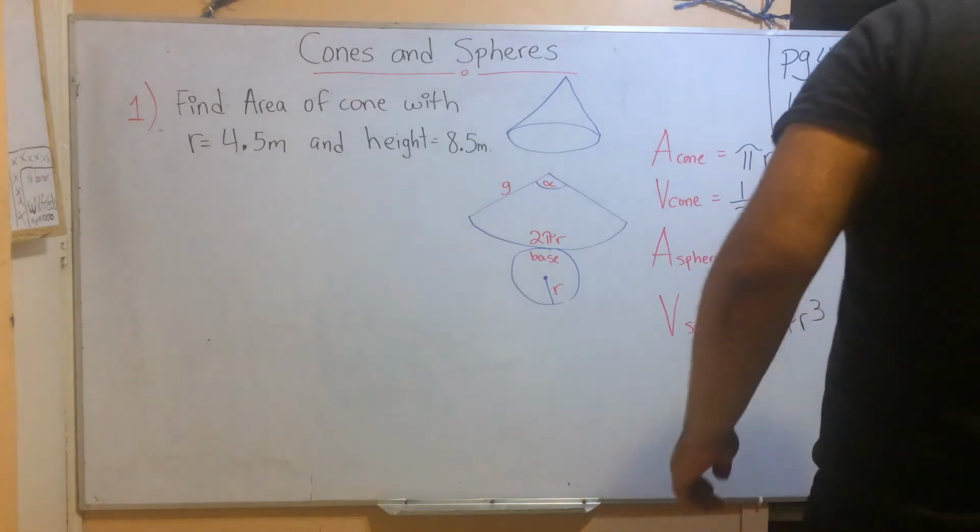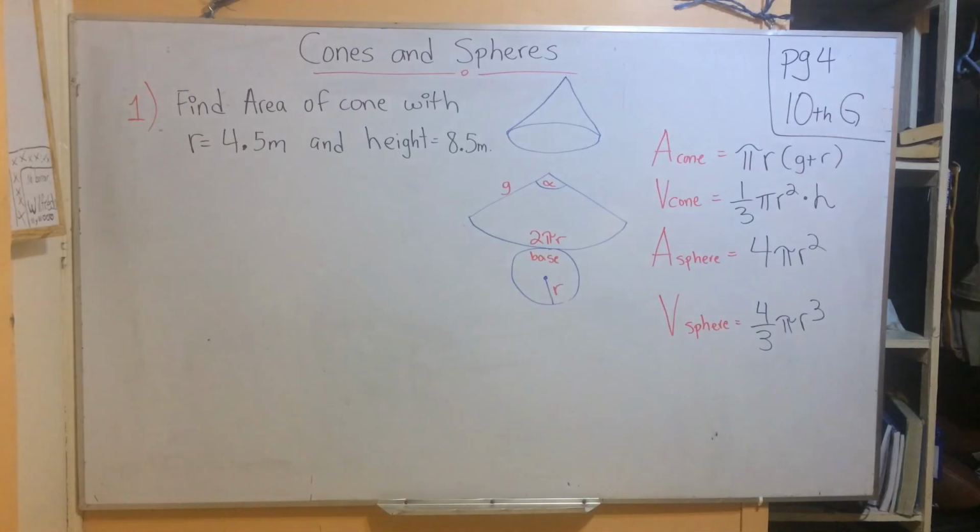Okay, continuing with areas and volumes. Now we're going to focus on cones and spheres. Here we have the formulas for the surface area of a cone and the volume of a cone. We also have the area of a sphere and the volume of a sphere. Depending on the values they give us, we're going to find the area and the volume.